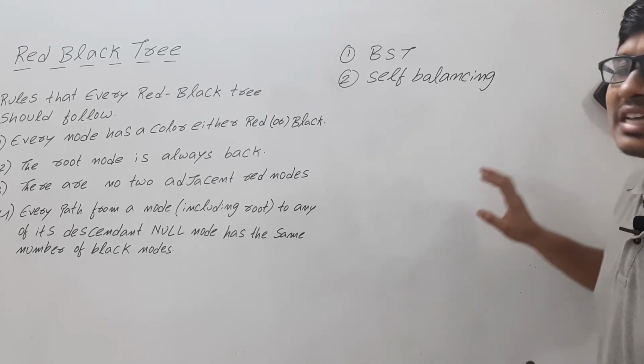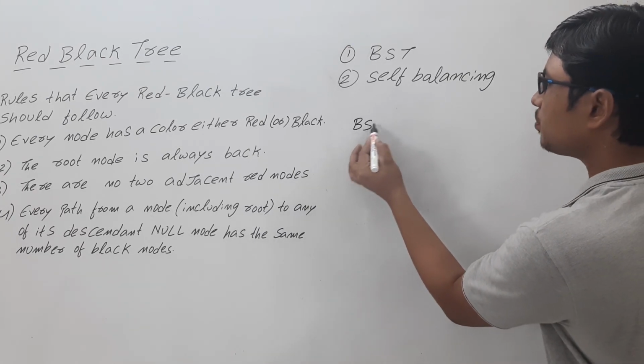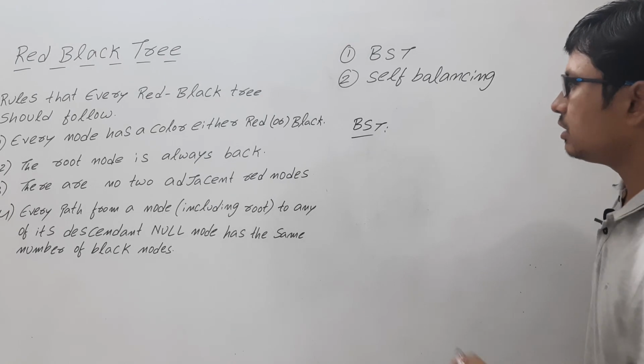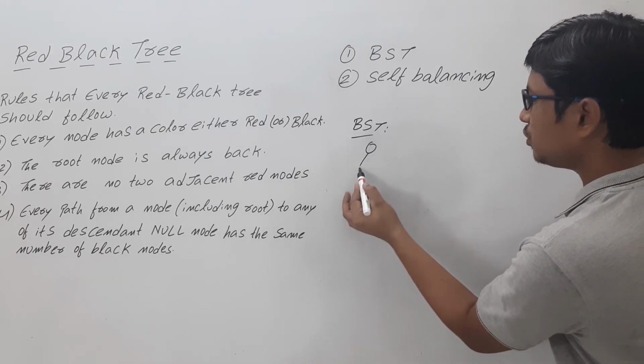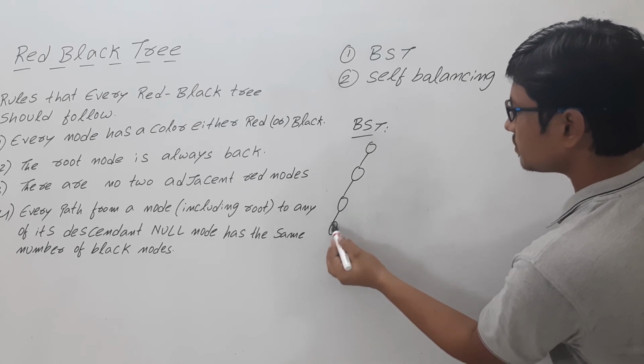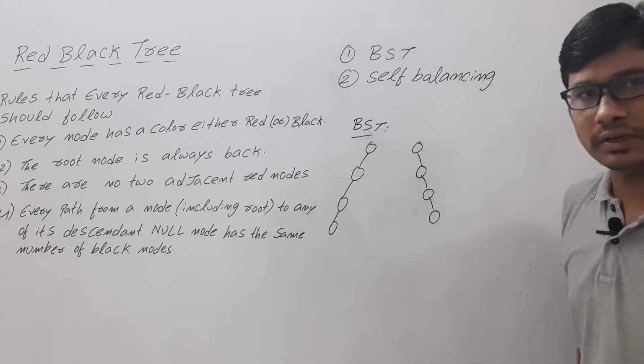Now we have also discussed self-balancing in the AVL tree. Why should we have the self-balancing nature? Coming to the binary search tree, what is the problem with the binary search tree? The problem is that it can be a left skewed binary search tree or a right skewed binary search tree. It is possible. Am I right or wrong?